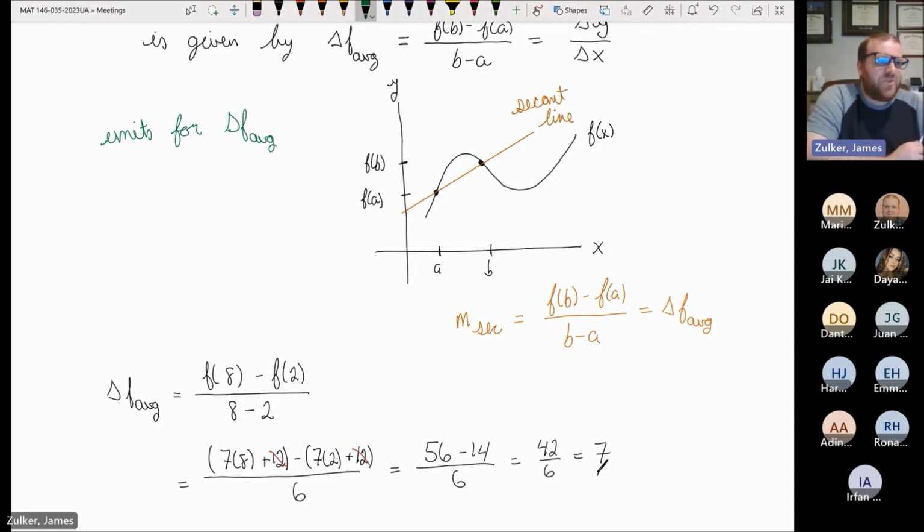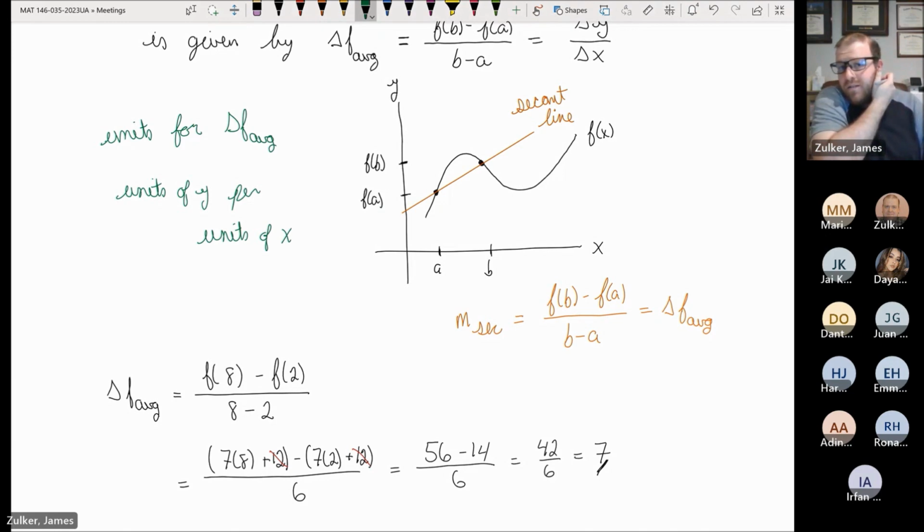Units for the average rate of change: units of y per units of x. Right, in this case, we weren't given units, so we don't need to include them in the problem. And the 12s do cancel out because it winds up being 12 minus 12, which is 0.